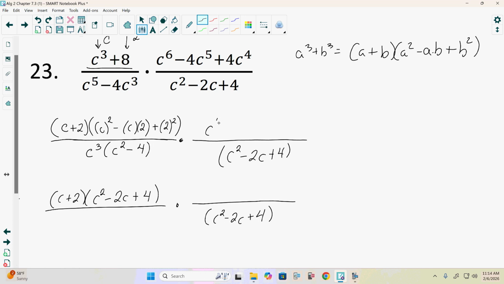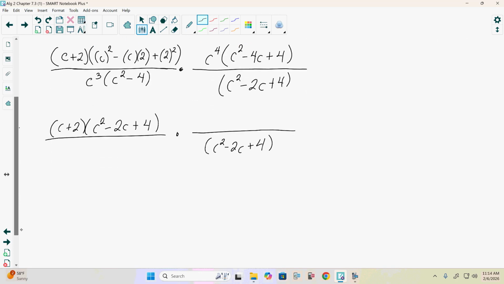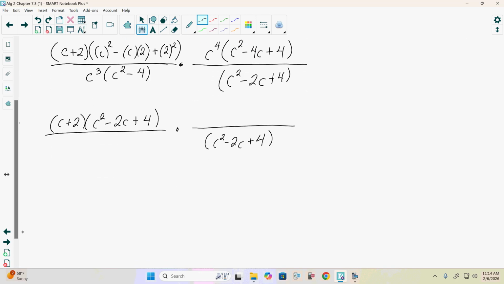On top, c to the 6th minus 4c to the 5th plus 4c to the 4th. Well, we have c to the 4th. 6, 5, 4. We can factor out c to the 4th out of all 3. And if we do that, we get c squared minus 4c plus 4. Questions on how we got to this here? Doesn't matter where we go from here.